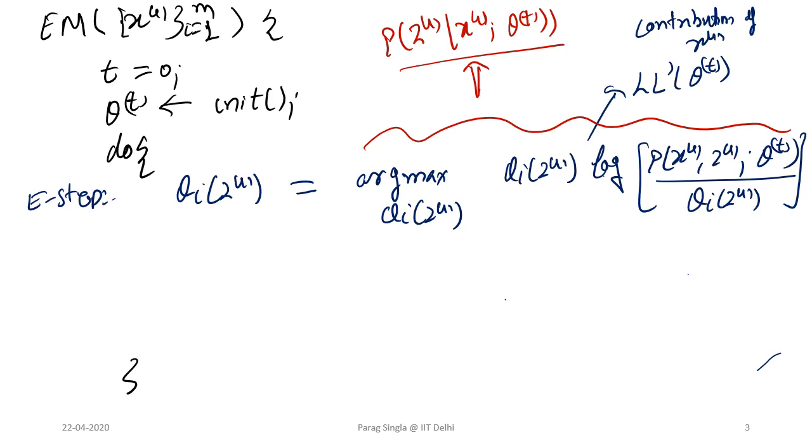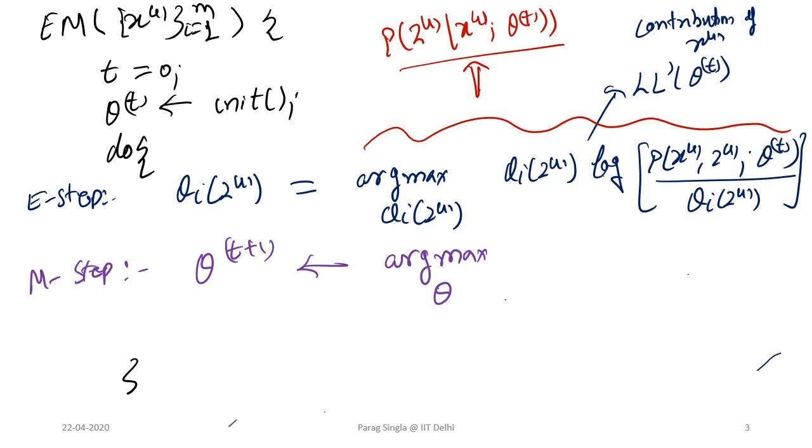The next step is the M step. Once you have constructed this lower bound and obtained this Qi of zi, we would like to now see this lower bound as a function of the theta parameters, and then estimate our new theta parameters, theta t plus 1. These theta t plus 1 parameters are nothing but argmax over theta of this lower bound seen as a function of theta, which was constructed in the previous step.